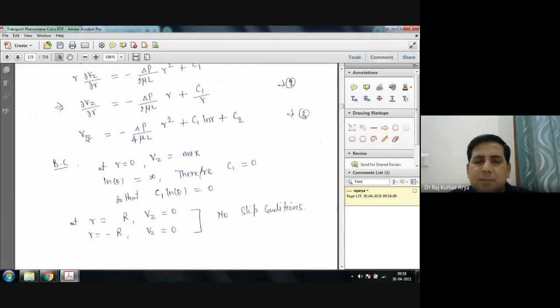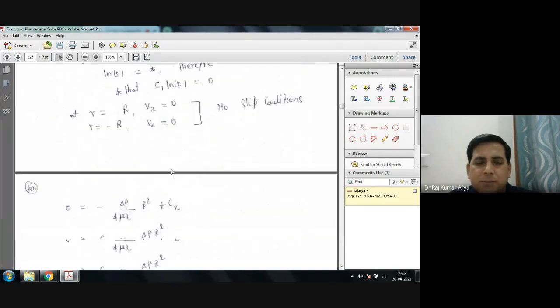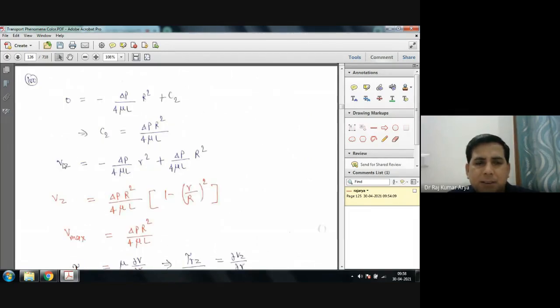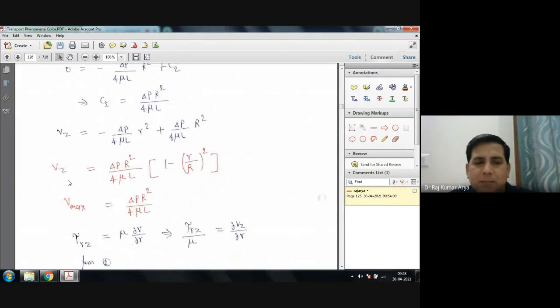So you can put here 0, you are putting here R, so you will get expression for your C2. So for that, if you put that, your C2 expression is coming delta P R square upon 4 mu L. Now you have the constant, substitute that back into equation number 3. So you will get your velocity expression: Vz equal to delta P R square upon 4 mu L into 1 minus r square upon R square, right?